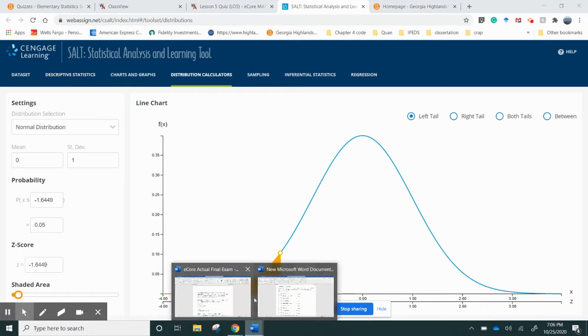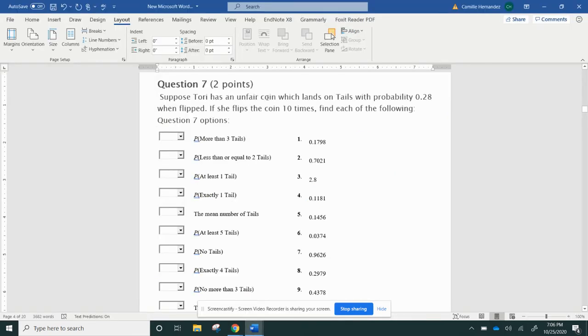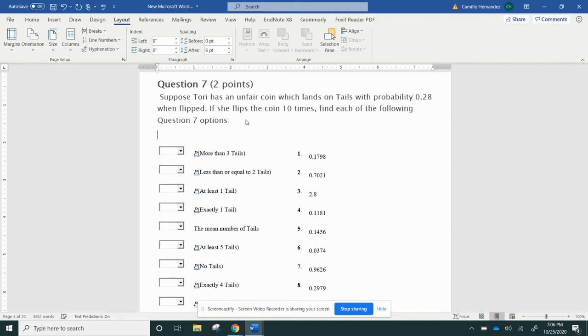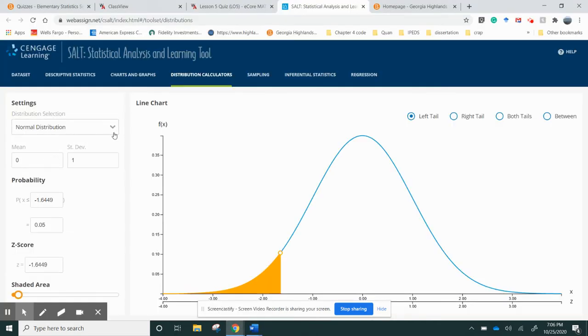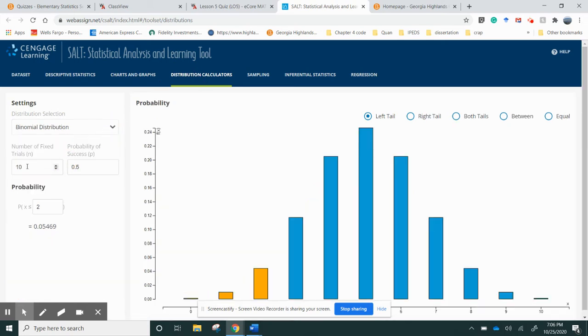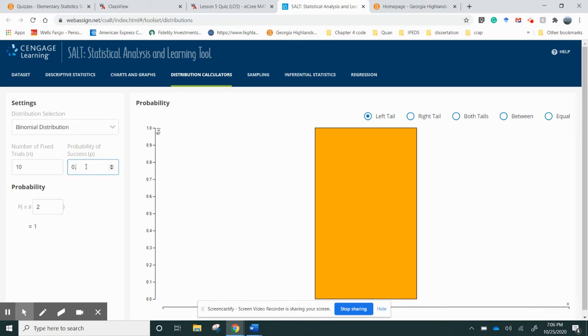All right, so it says here, suppose Tori has an unfair coin which lands on tails with a probability of 0.28 when flipped. If she flips the coin 10 times, find each of the following, question 7 options. Okay, so what is this telling us? It's telling us that the P is 0.28 and N equals 10. When I go to the SALT feature, under the distribution calculators, I'm going to go to binomial. The trials is 10 and the probability is 0.28.